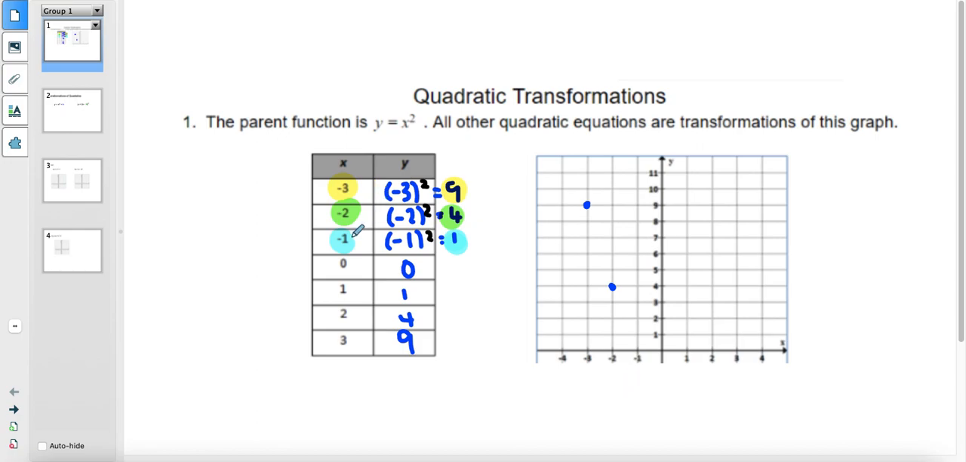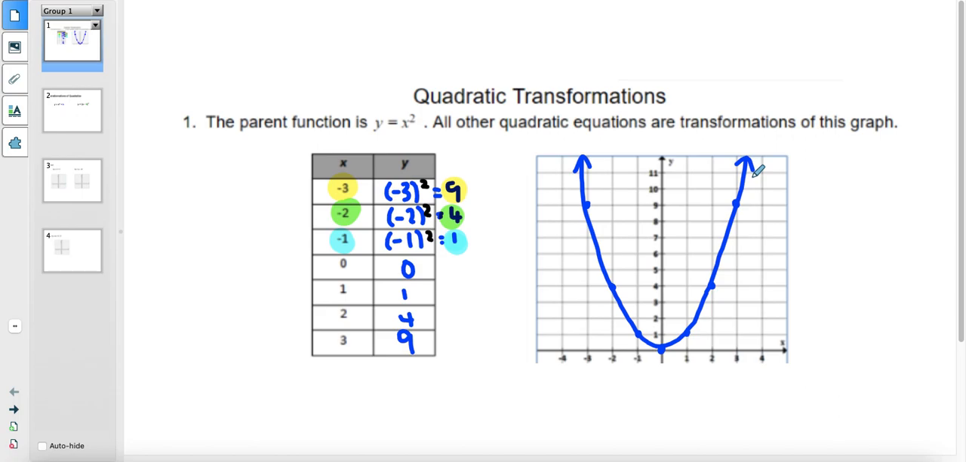And I can keep going. Okay, I'm going to plot the point -1, 1, then 0, 0, then 1, 1, then 2, 4, then 3, 9. And now I can just connect these points with a curve. And this is what my graph of y is equal to x squared looks like.